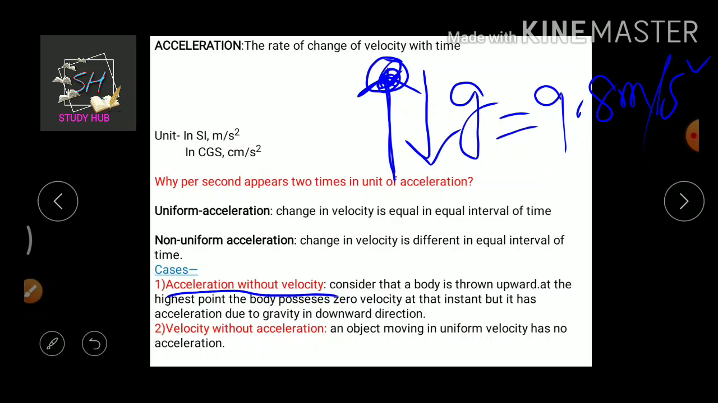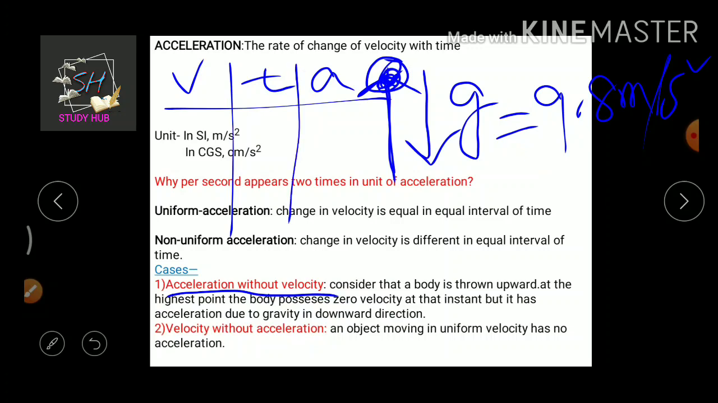Suppose we are making a chart here, for uniform velocity: v, t and a, like before. So here suppose v is 5, t is 0, next 10, this is 5. Sorry, this cannot be different, because it is a uniform velocity case, so it must be 5 and 5.